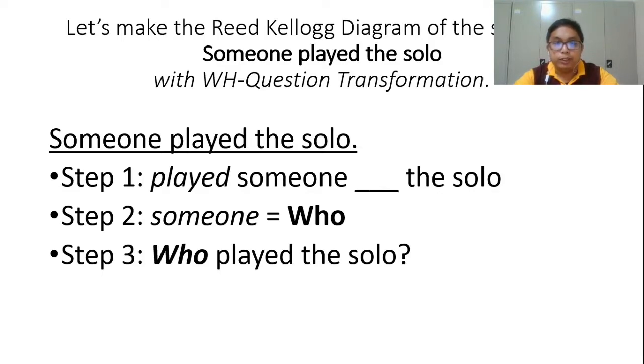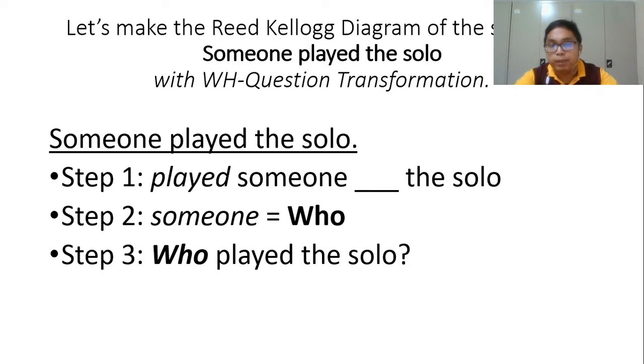Now, for step 2, you need to change the indefinite word, wherein your indefinite word here is someone. Indefinite words are words like something, somewhere, wherein it tells us an indefinite concept. Thus, the indefinite word needs to be changed into the WH word, and the best word fit for it is the doer of the action question, who.